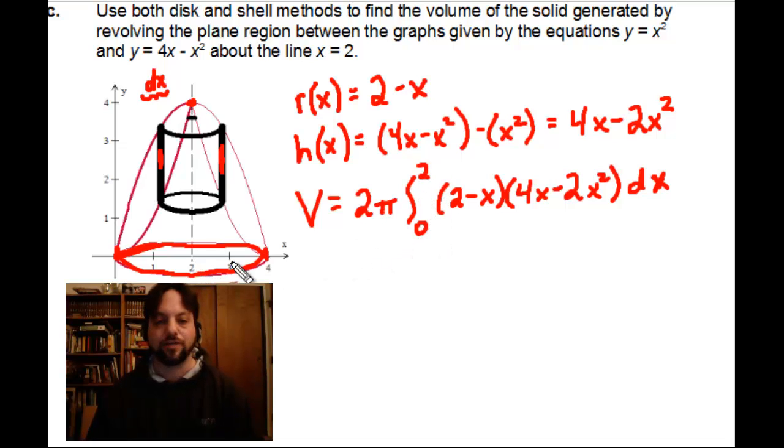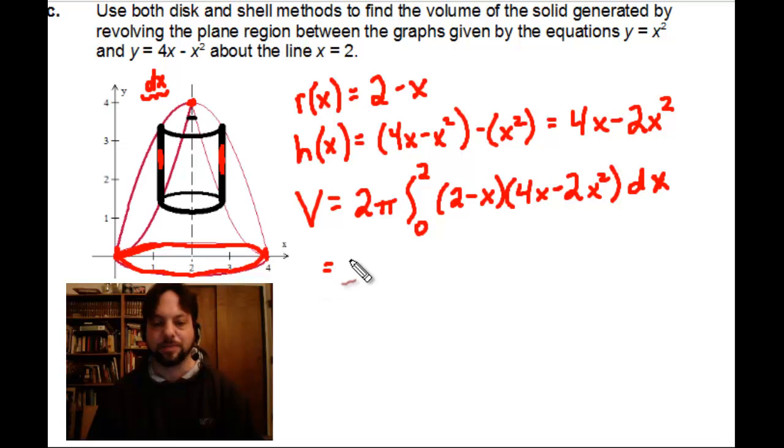You might ask yourself, what if I went from 2 to 4? Would that work out? And for that, of course, I'll say go ahead and give it a shot and see what happens. It's really best just to stay with the region that we were originally given. And that's why I'm going to go from 0 to 2.